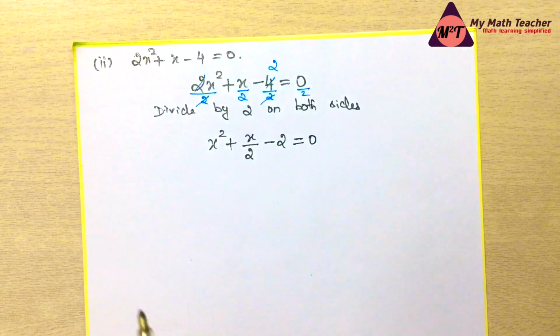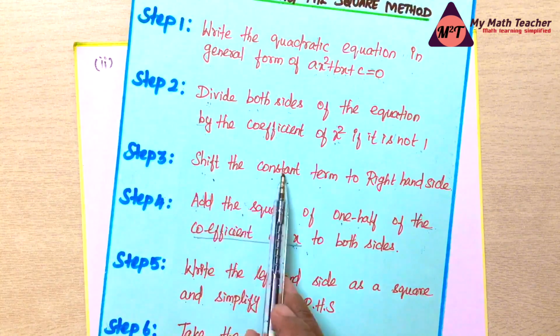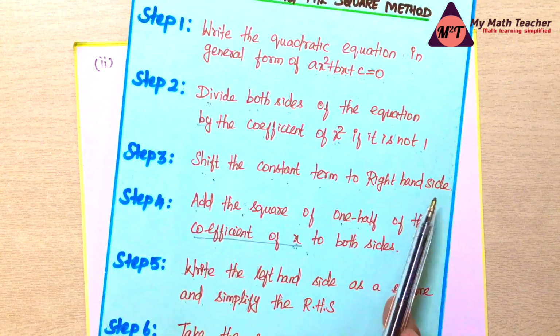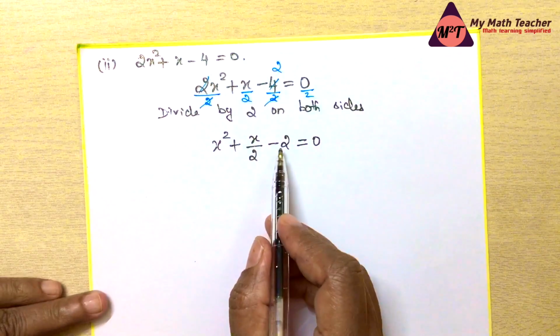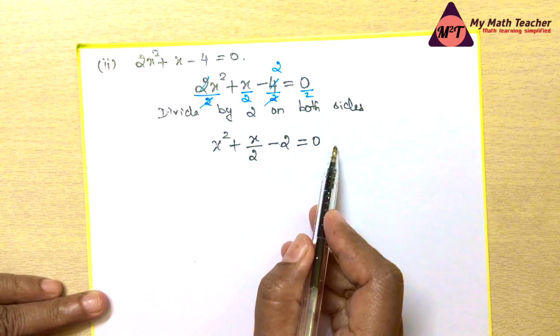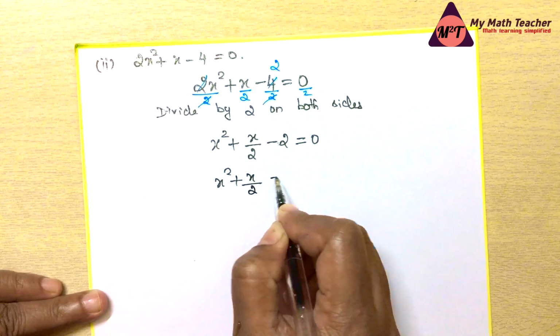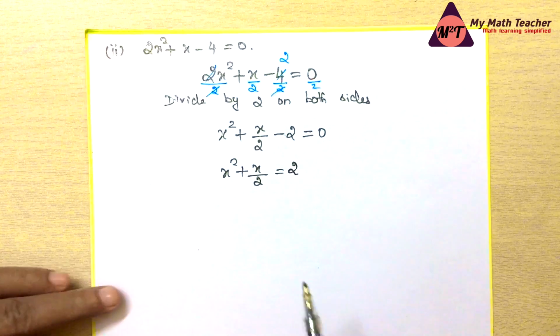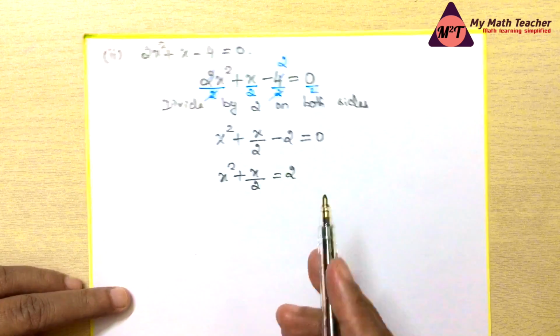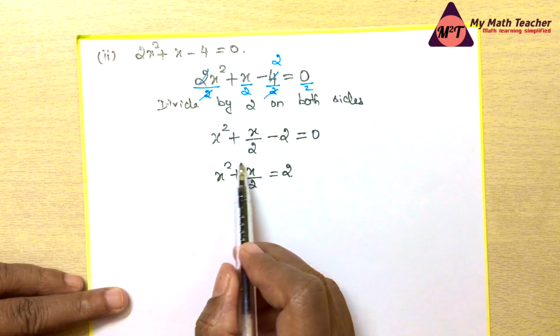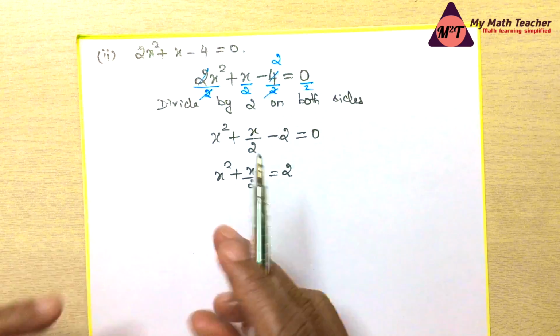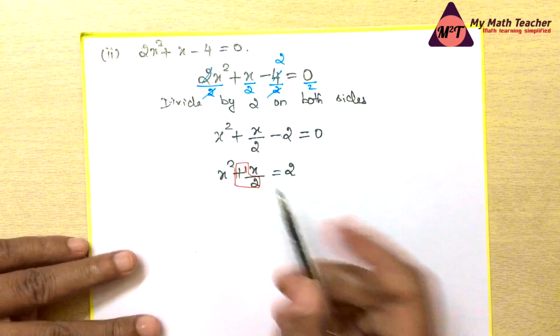Now the next step is, as you know, shifting the constant to the right hand side. This is the constant. We are shifting it to the right hand side. This is equal to 2. Now the next is the most important one. You have to identify the coefficient of x. Coefficient of x is 1 by 2.